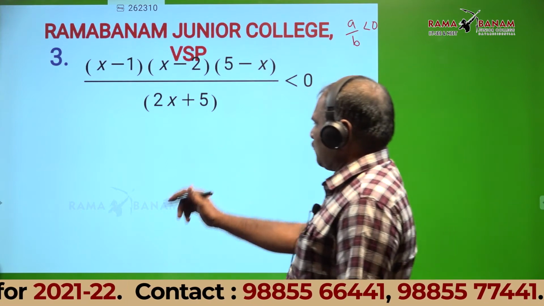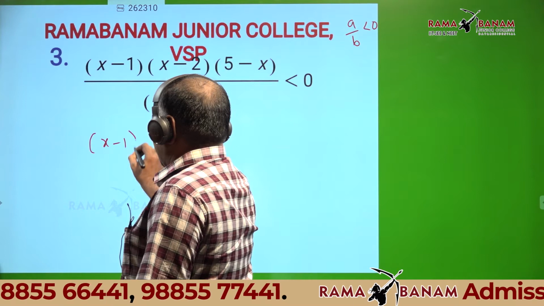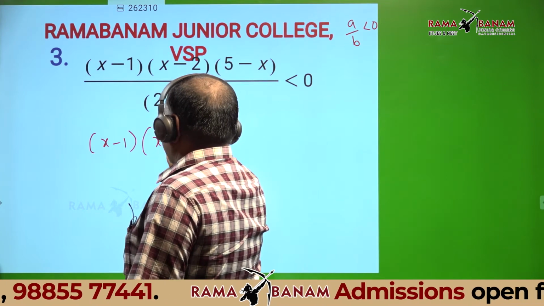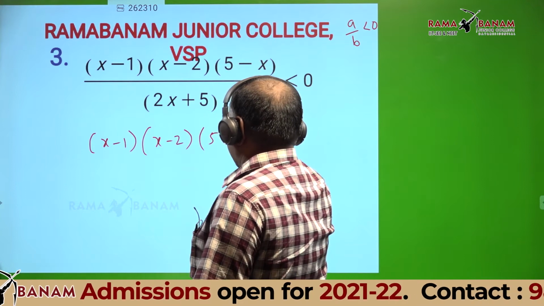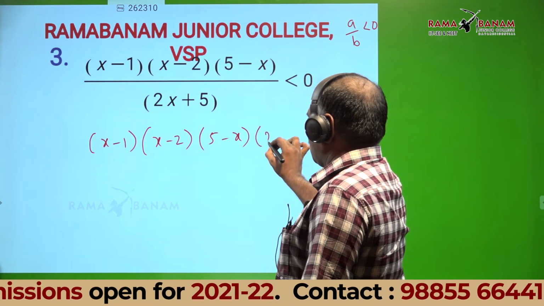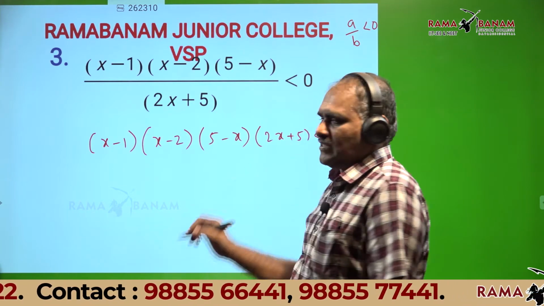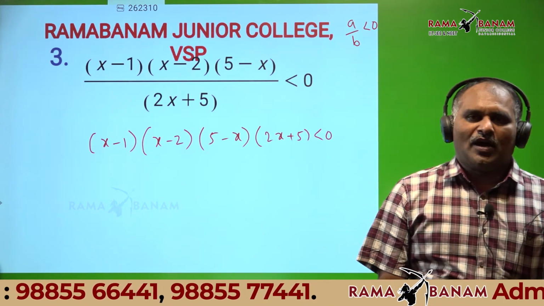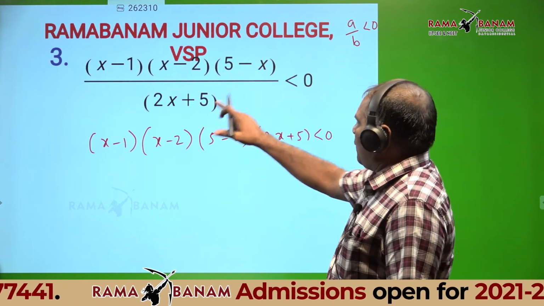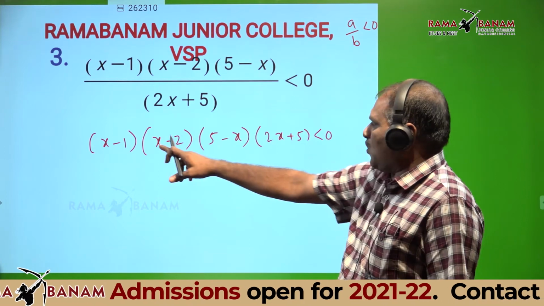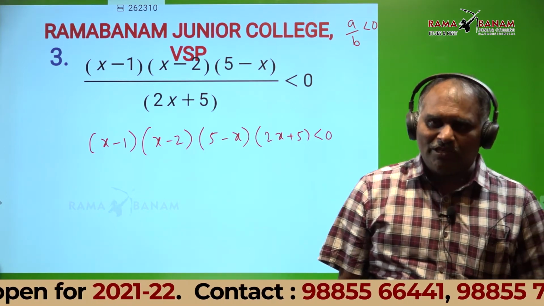Do you understand? a into b less than 0. Therefore, in this one, observe (x minus 1)(x minus 2)(5 minus x)(2x plus 5), that value is less than 0. Therefore, a by b less than 0 means what is the condition? a into b less than 0.